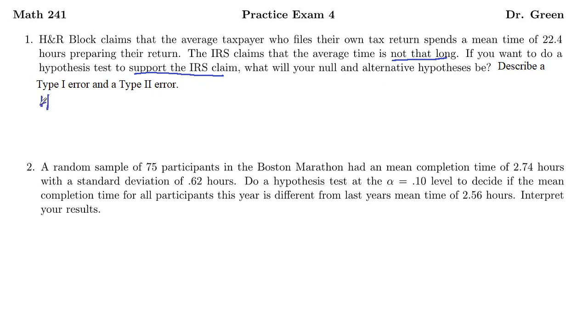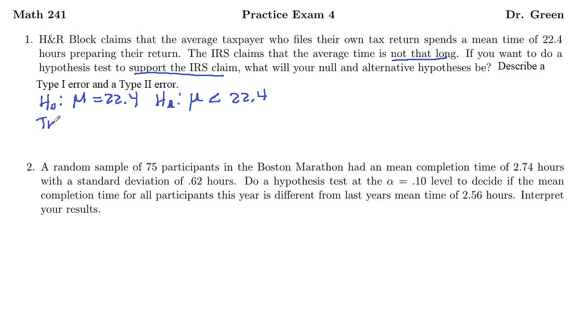So H0 and HA we need. Start with HA, which is what you're trying to show. So you're trying to show the time is not the 22.4 hours. And this will be a mean. This is a hypothesis test of the mean because you would measure mean time, not proportion. So mean less than 22.4 would be your alternative. And if that's not the case, then your mean would equal 22.4. So there's no alternative.